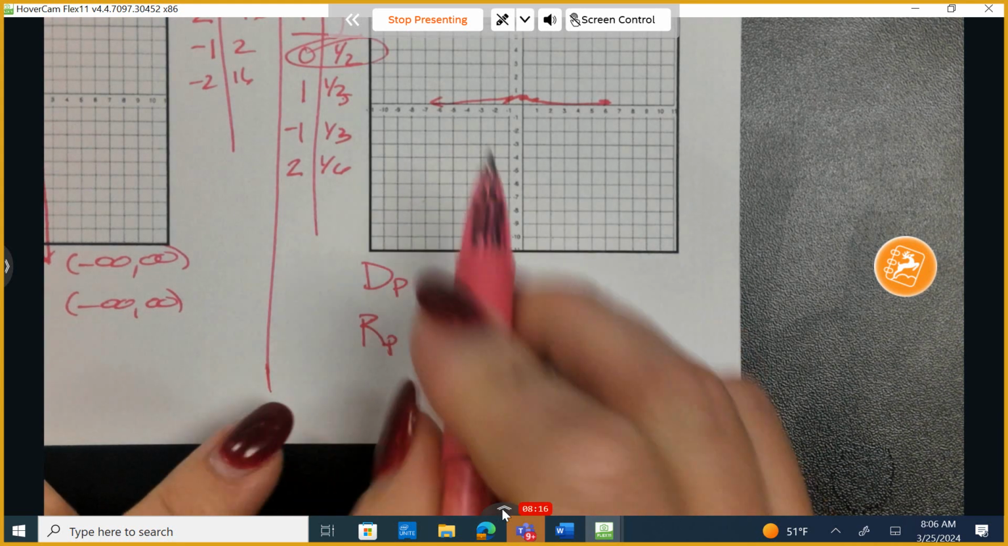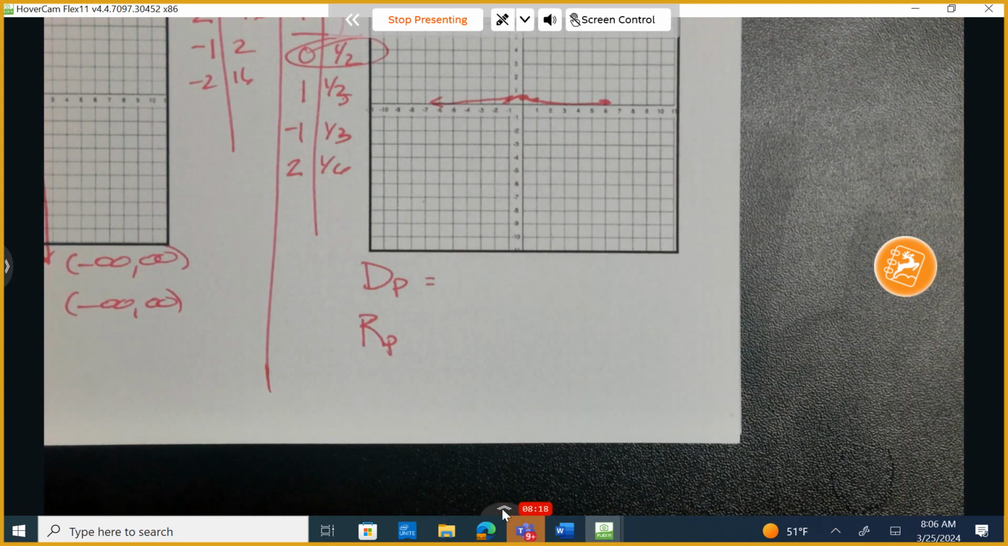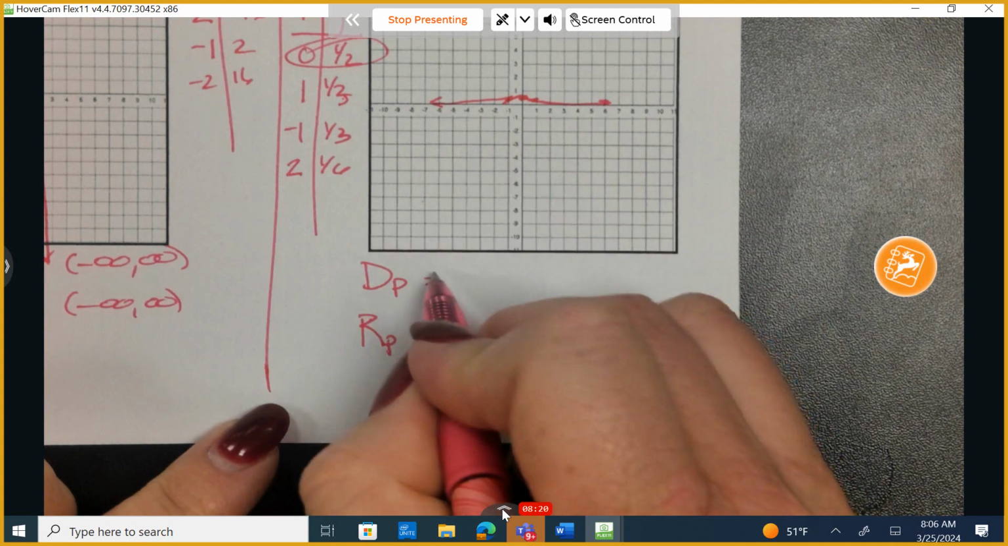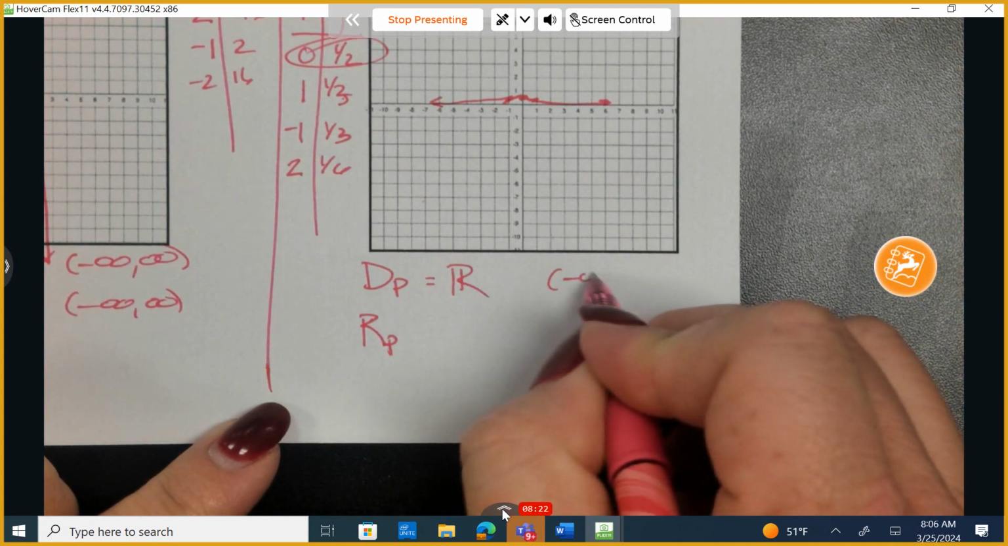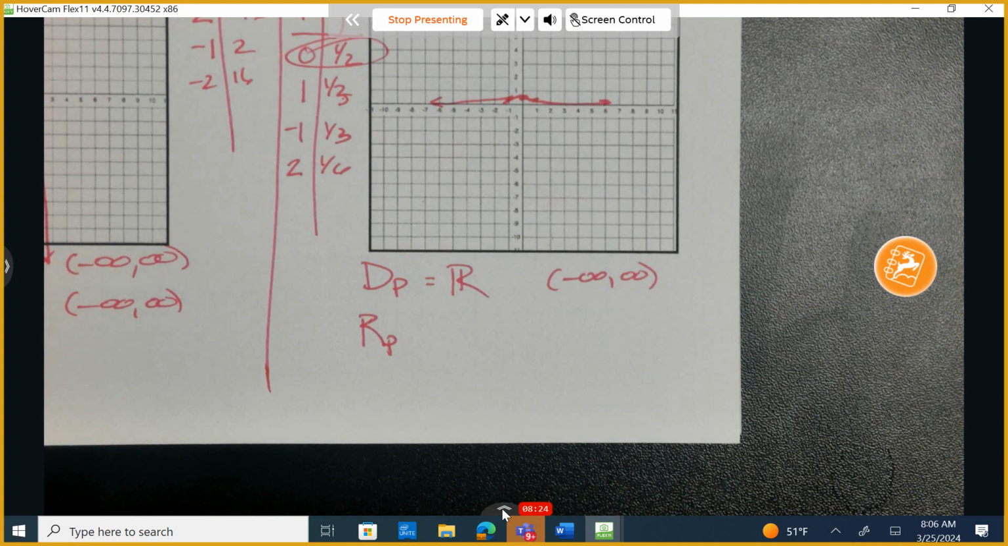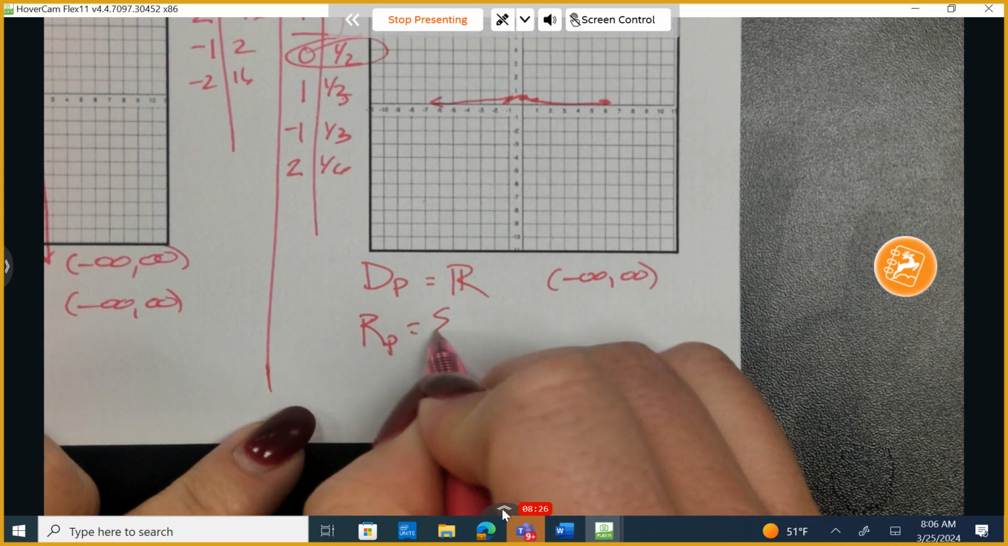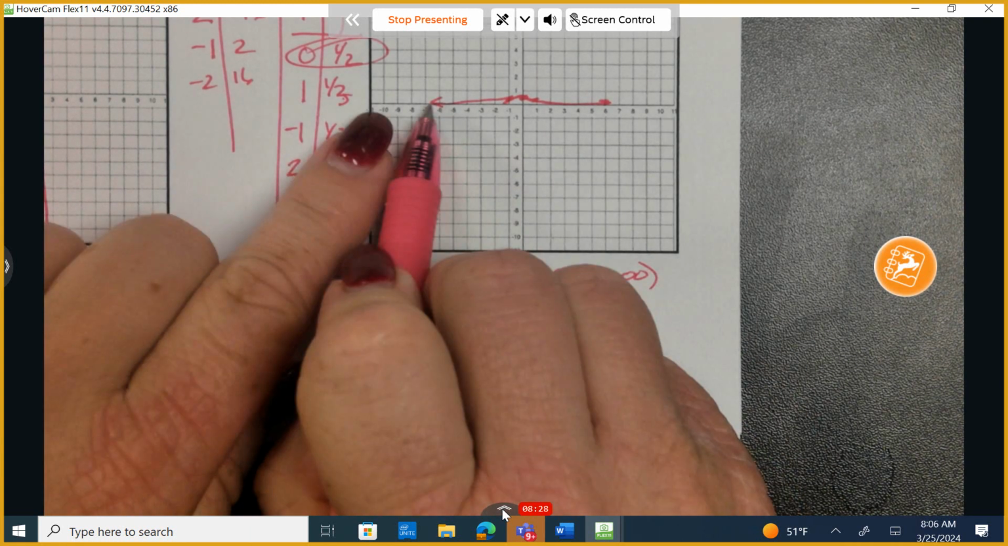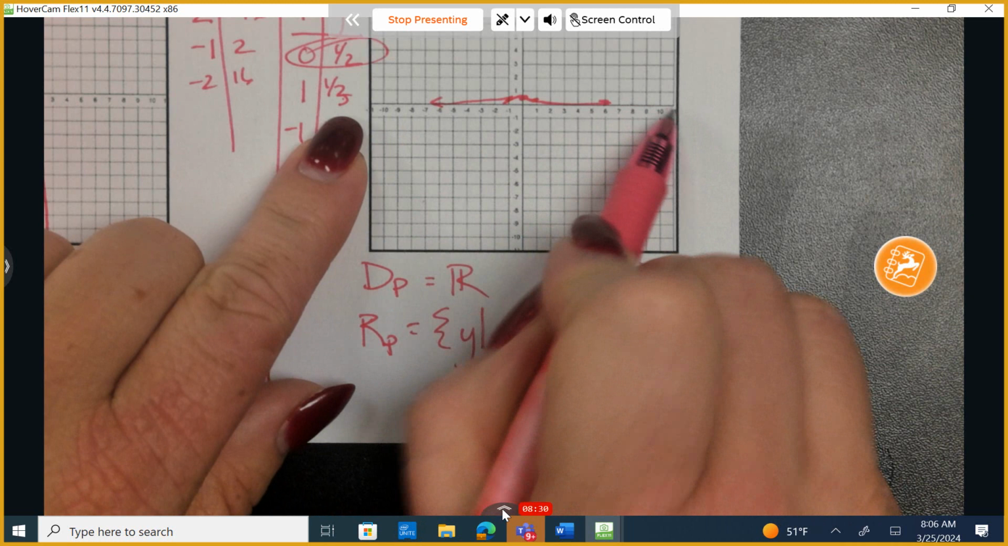Okay, so for this function, the domain, I can plug in any value I want. I'm not limited. So this is going to be all real numbers, or I could write it like this. Now the range is different. The range approaches 0 as it moves to the left and to the right.